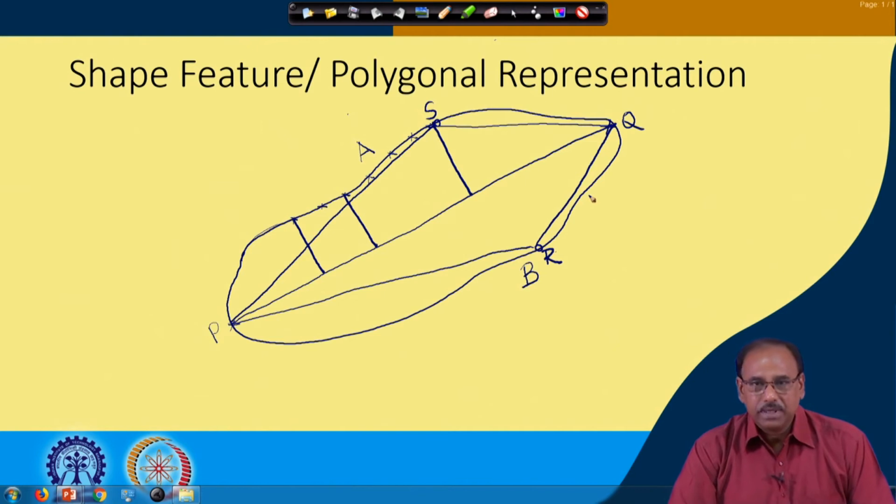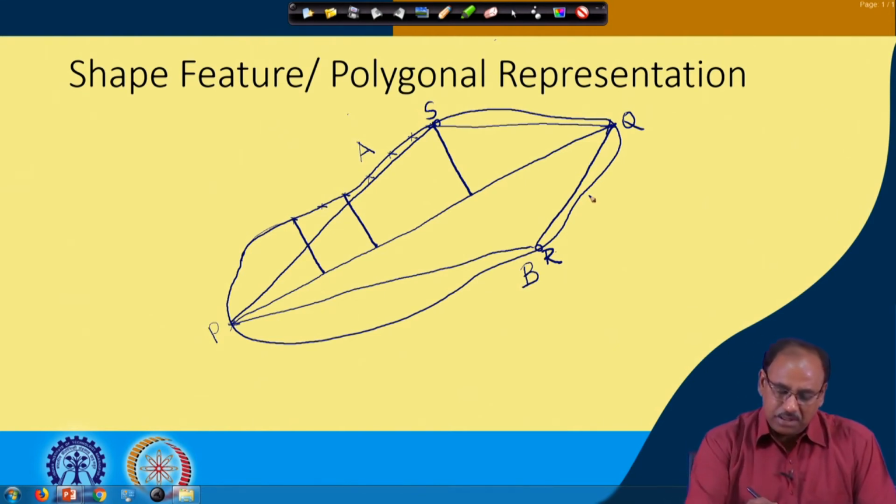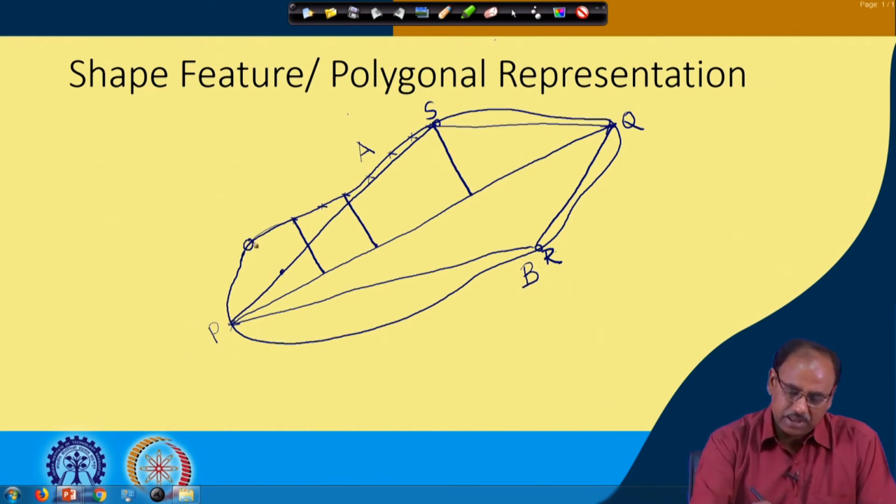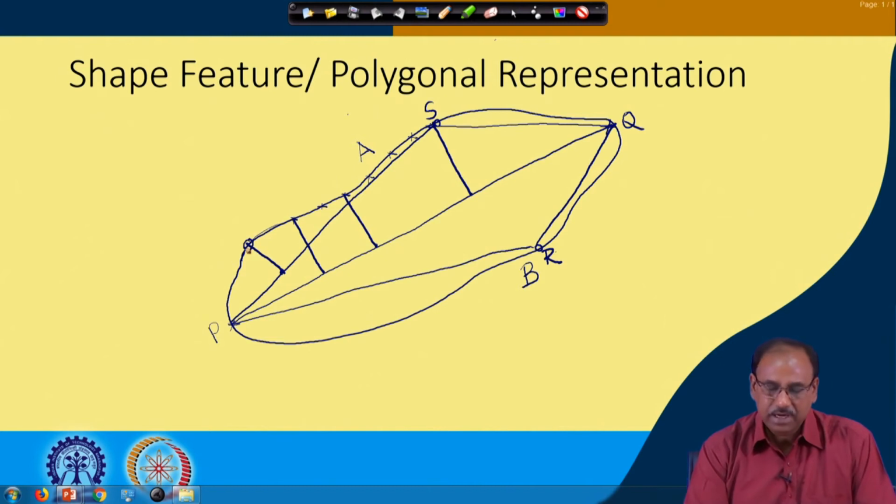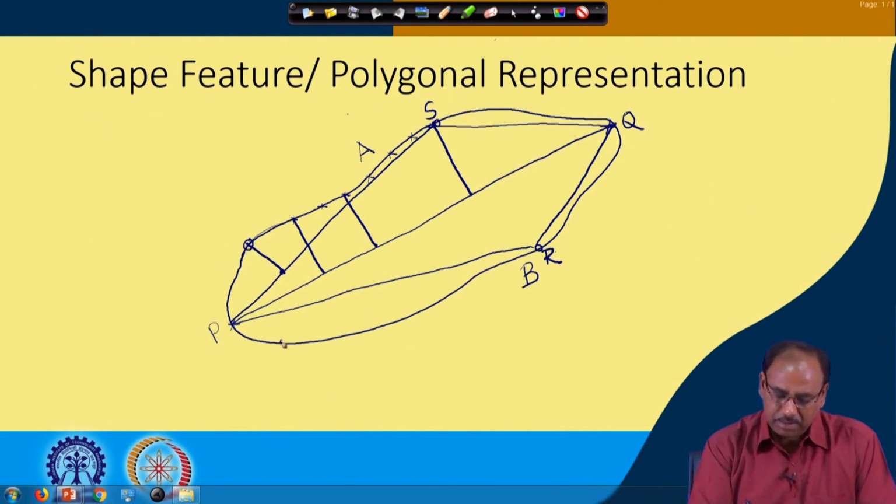So, this process can be repeated recursively. This may be another vertex on this boundary, because its distance from the straight line over here is the maximum of the distances of all the points on this boundary segment from this straight line. So, this may be the next vertex. Similarly, some point over here may be the next vertex, and so on.